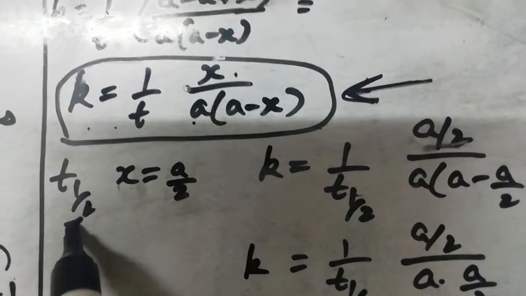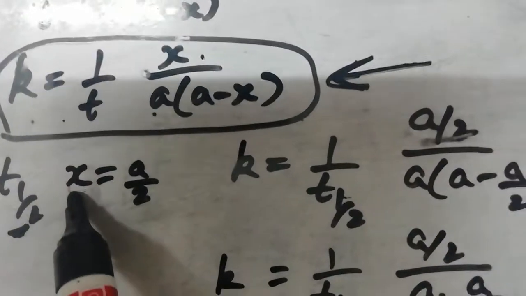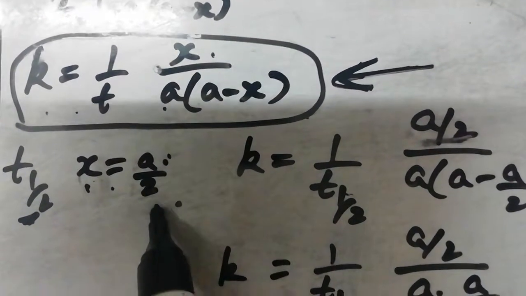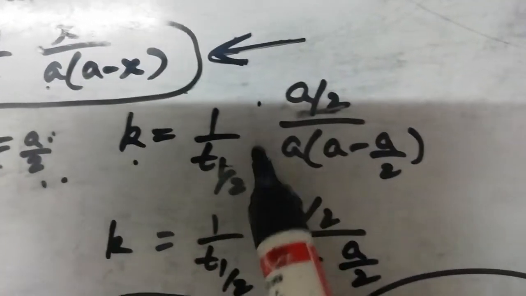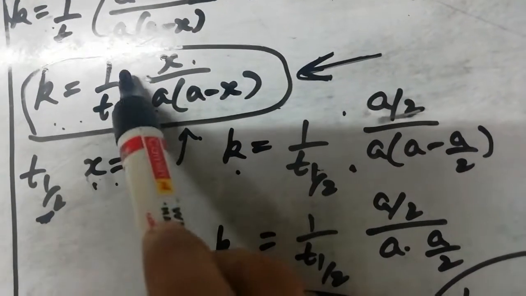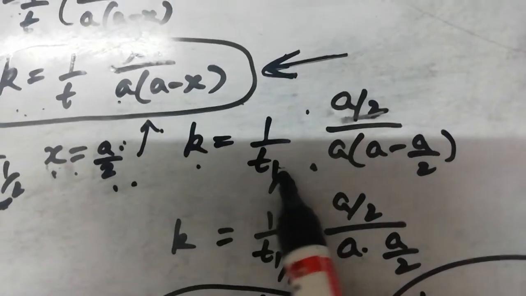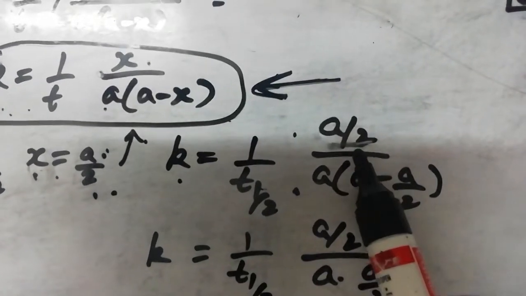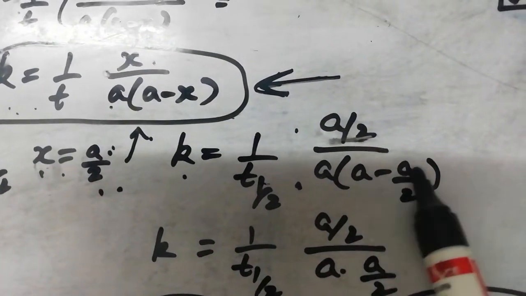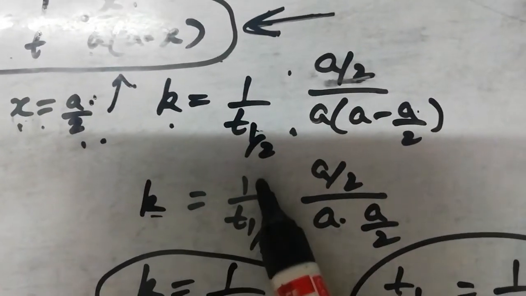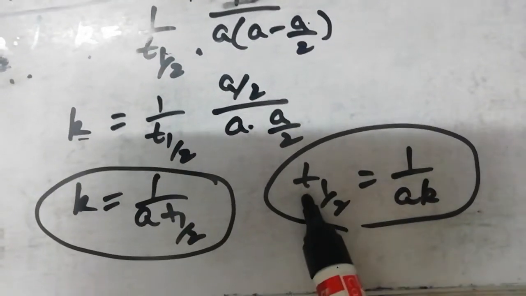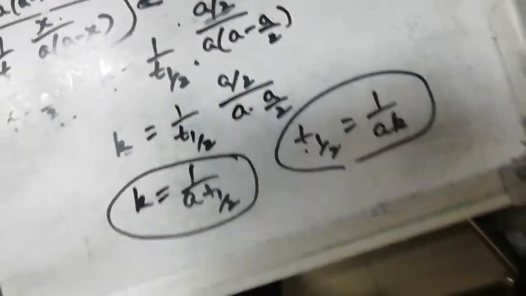So we will find the t half. At t half, x is equal to half of the initial concentration. Initial concentration is a, so half of a. So k is equal to 1 upon t half, and we put this value in the above equation. Now we will write t half, and in place of x we will write a upon 2, into a minus a upon 2. So k is equal to 1 upon t half, and solving this, we get t half is equal to 1 upon ak.